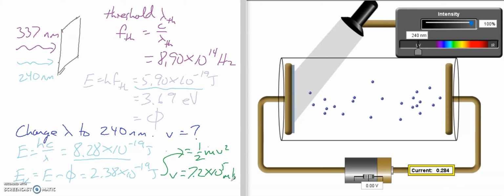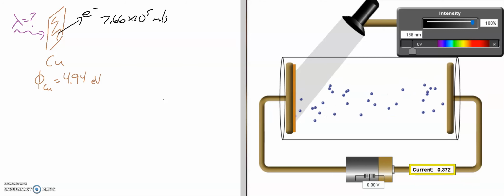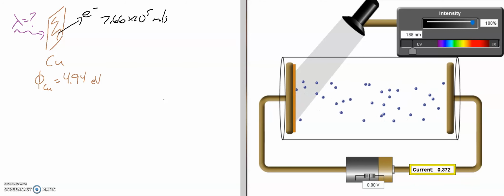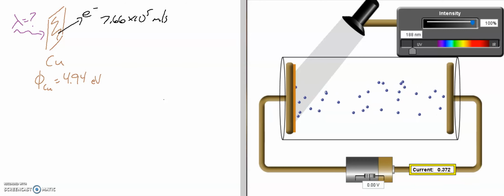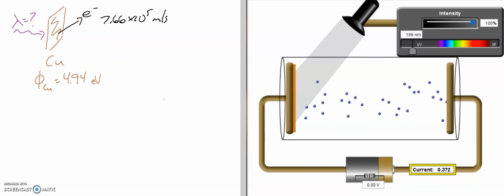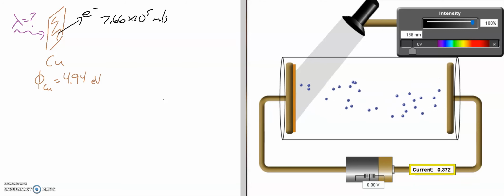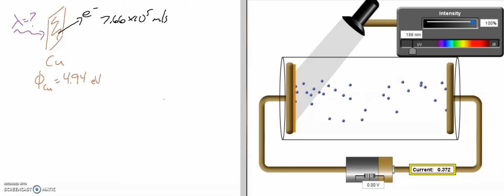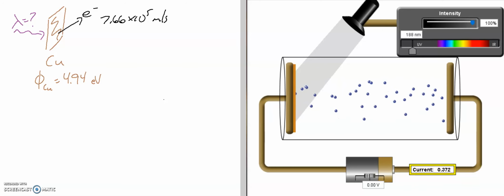Okay, so let's do another scenario here. Let's do another question and see what we can come up with. All right, so let's try this one. We're going to use copper, and I know the work function for copper is around 4.94 electron volts, and that's what's actually set up in the simulation here. I'm using copper in the simulation this time, and I'm going to say the electron's coming off at 7.66 times 10 to the 5 meters per second. We're looking for the wavelength of the light that was coming in to begin with, and I'll see how close it actually matches up to the simulation here.